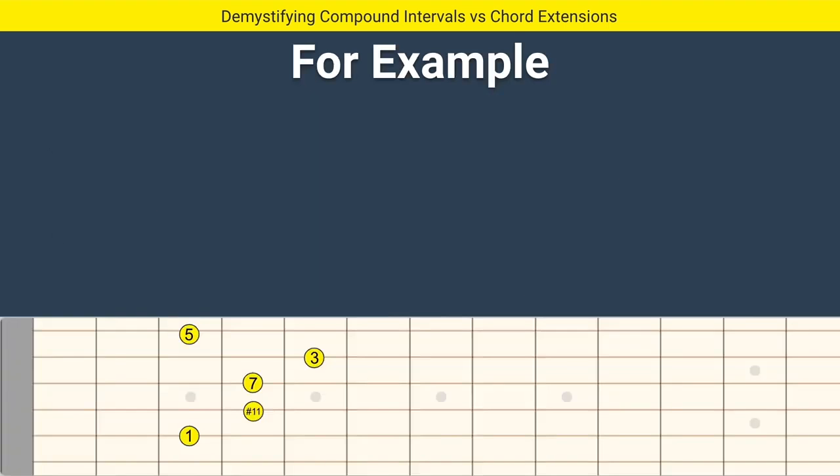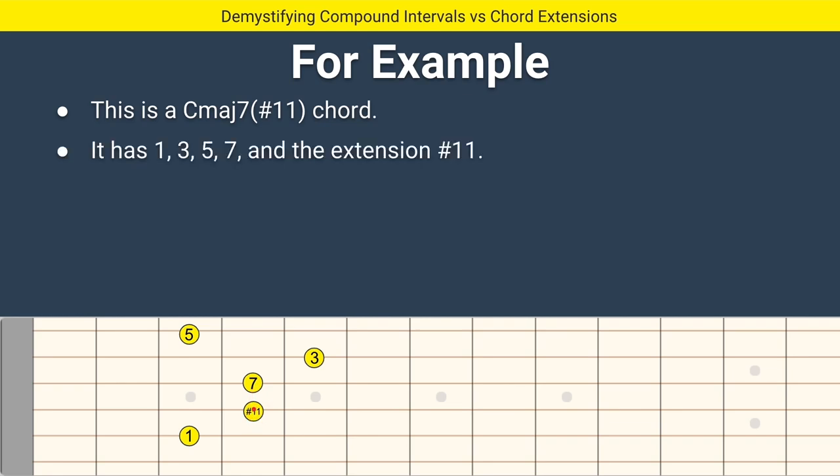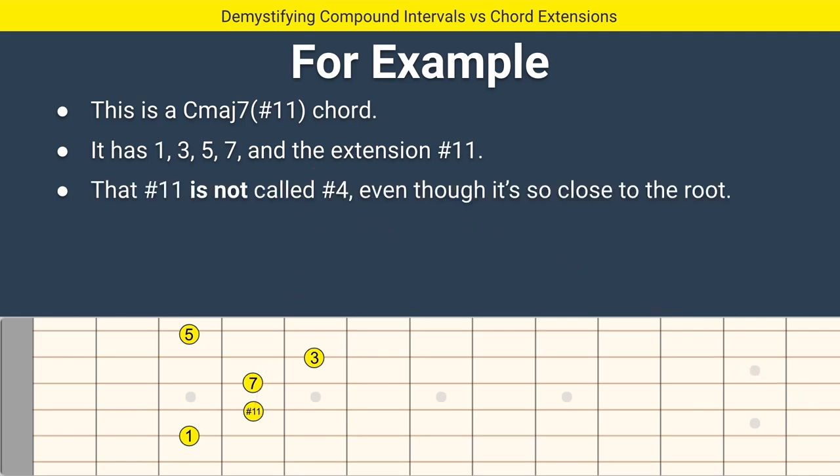like compound intervals do. So for example, this is a C major 7 sharp 11 chord. Okay, we have 1, and don't worry, you're going to learn all about all the chord types and all the spelling, so you don't need to understand why that is right now. You will later from this course. But this has a root, a third, a fifth, a 7, and a sharp 11. So it is a C major 7 sharp 11 chord. And there we see that I spelled those out for us: 1, 3, 5, and the extension sharp 11.